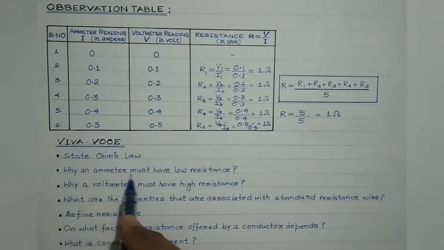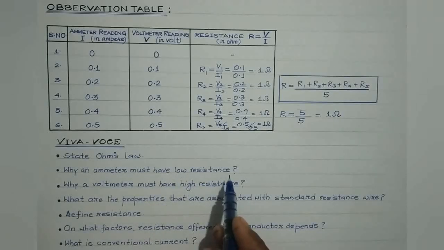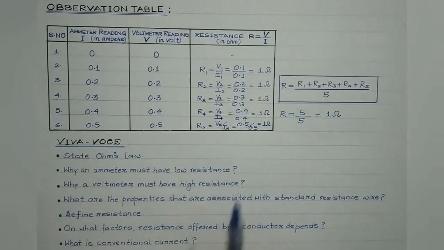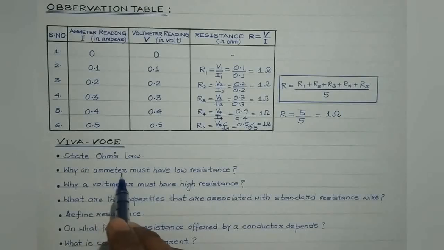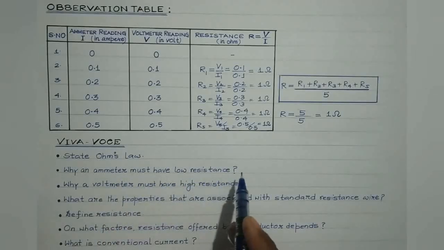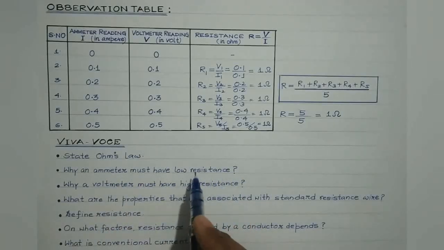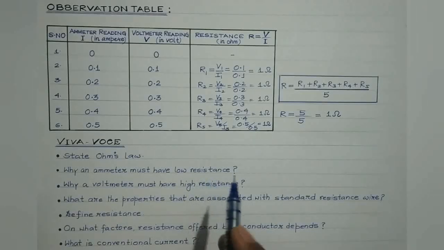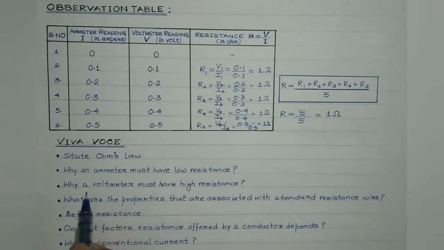Then why must an ammeter have low resistance? It is because it is always used in series in a circuit and it must not reduce the current in it. So that is the reason why an ammeter is a low resistance device, right? Because it's always connected in series so that it must not reduce the current in it.